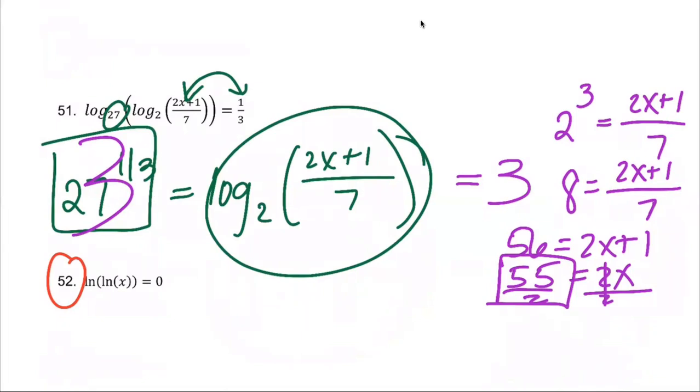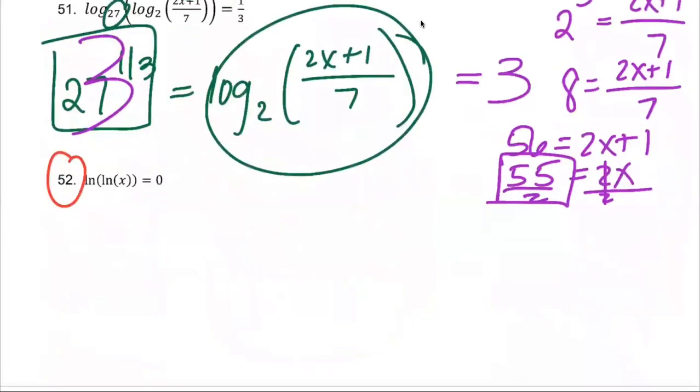Can you do number 52 as well? So in this same kind of process that we used for 51, we're going to do the same thing for 52. So imagine all the stuff on the inside of the outer natural log is just x. It's just something. We're not going to do anything with it at this moment.